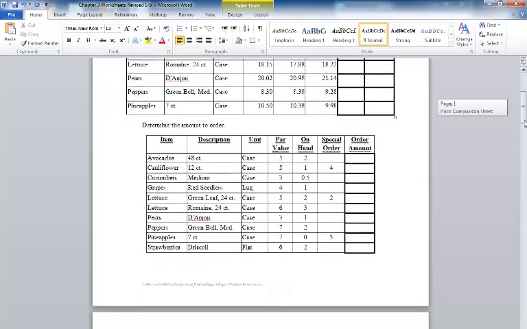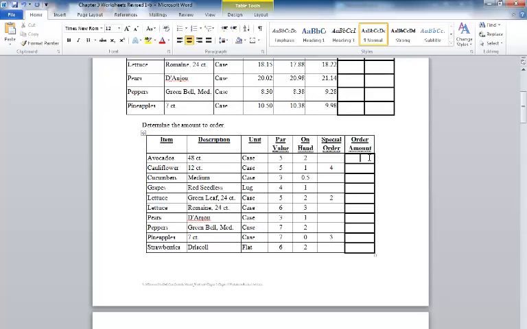Now getting on to determining the amount to order. The formula for determining how much to order is the par value minus what you have on hand plus any special orders. Special orders will be something maybe that I need for this coming week that's out of the norm. It's not something that I typically order. In this case, the par value is 5 for avocados, meaning that I only want to have 5 on hand maximum at any time.